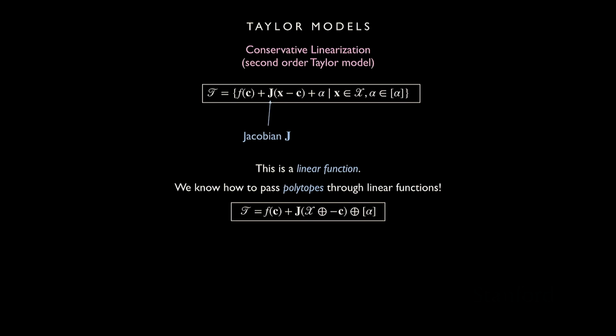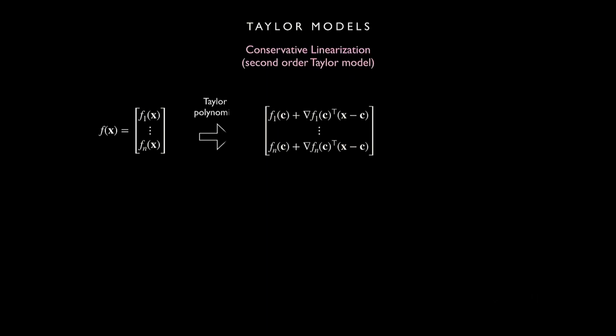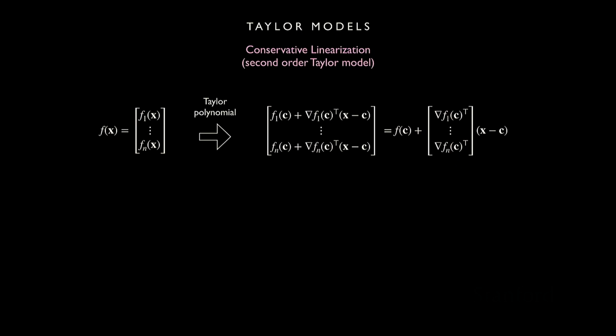Yeah. You said this again. Is it the Jacobian of f or the Jacobian of something else? Yeah, it's the Jacobian of f. If we go back here, we just get all these gradients stacked together. Yeah, no worries.